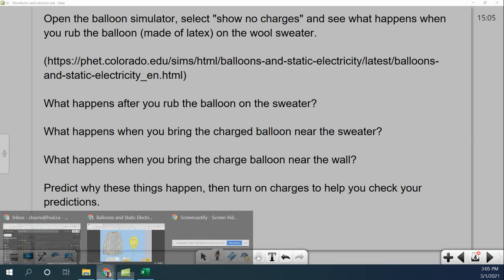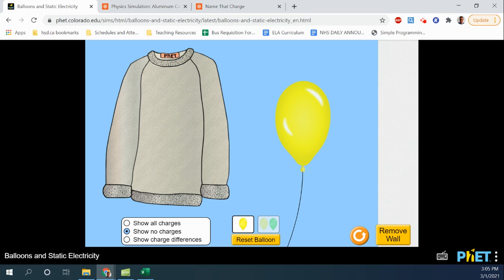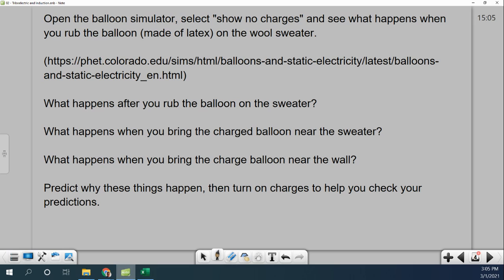Here's what the balloon simulator looks like. Down at the bottom corner, show no charges. So this is where you're going to start. Grab the balloon, rub it on the sweater, and see what happens. And write about it. Pause your video, do that now.